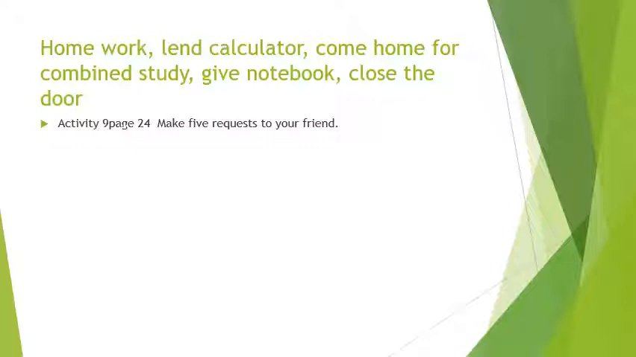This is activity 9, page 24. You are supposed to make 5 requests to your friend. Keywords are given. The keywords are homework, lend calculator, come home for combined study, keep notebook, close the door. Which are the 5 requests? Make 5 requests to your friend. What could they be?